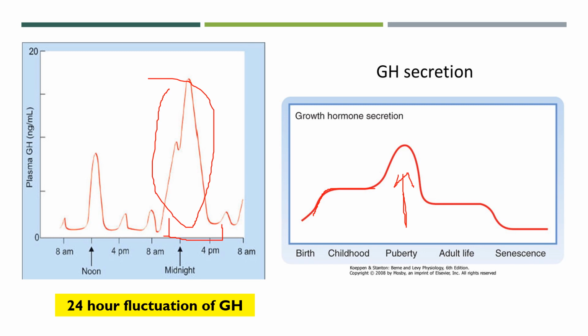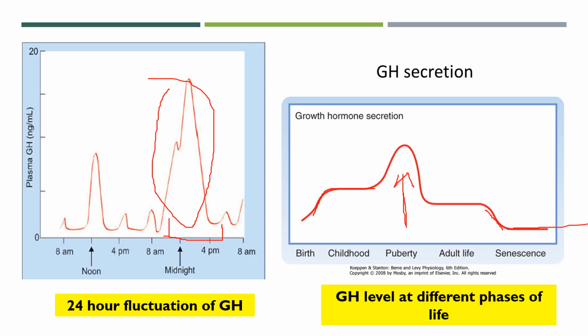The final height of the individual is mainly determined by their inherent growth hormone secreting capacity. Now after puberty, growth hormone secretion decreases to adult level and maintains till senescence. Growth hormone secretion is less in old age. So up to senescence it is maintained, and after that in old age its concentration is less. So this is the growth hormone level at different phases of life.